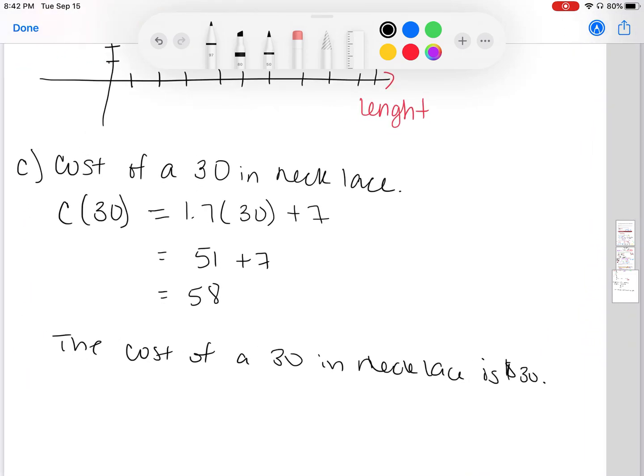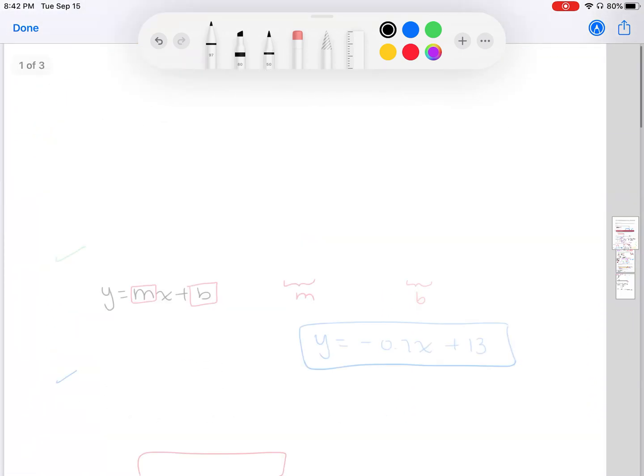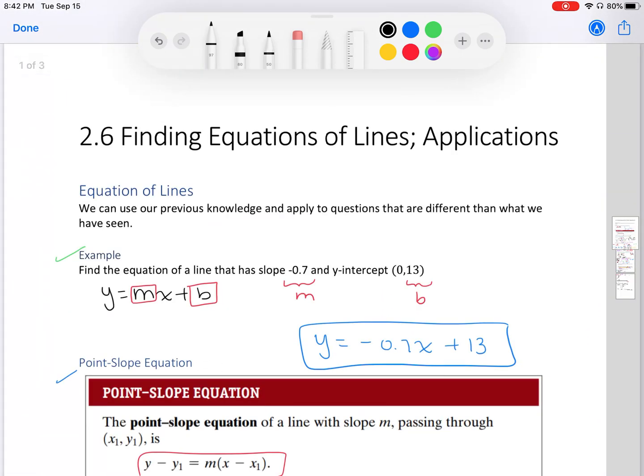All right, not so bad, right? So this concludes our section 2.6, finding equations of lines and applications.